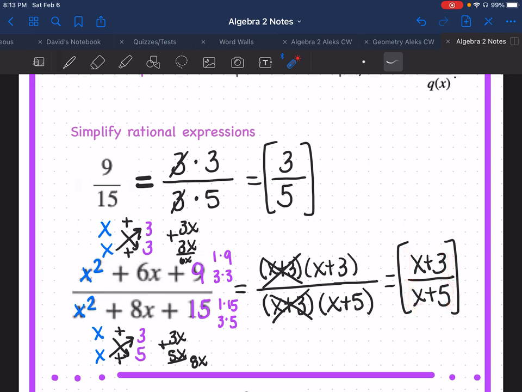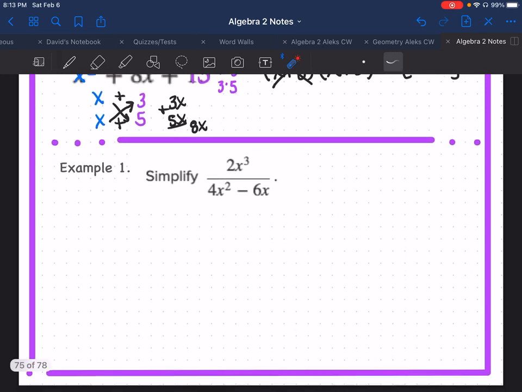And so I personally do like to keep the parentheses just to remind myself that I cannot separate them and I can't cancel out those x's. Let's go ahead and practice some simplifying.